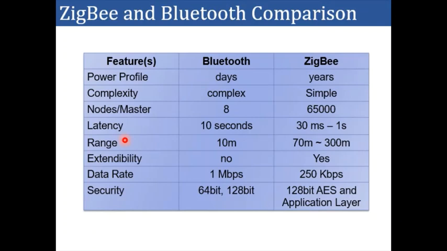Range: Bluetooth is ranging up to 10 meters, while the Zigbee ranges between 70 meters to 300 meters. Expandability: Bluetooth is not expandable while Zigbee is expandable. Data rate: in case of Bluetooth is high, that is 1 Mbps, while in case of Zigbee it is 250 kbps. Security: standard 64 and 128-bit encryption is used in case of Bluetooth, while in case of Zigbee we can use 128-bit AES encryption as well as customized application layer level security.